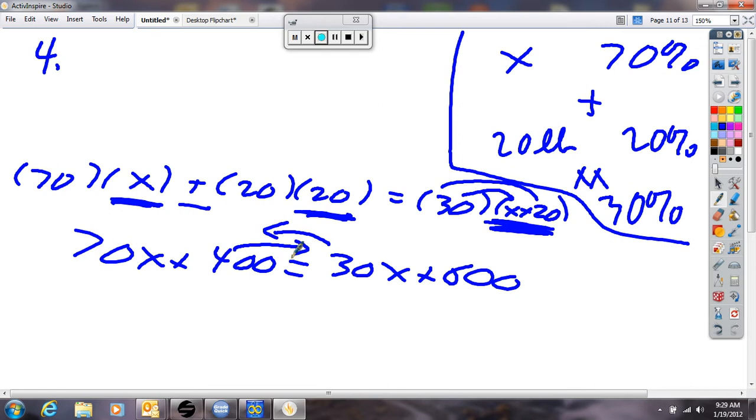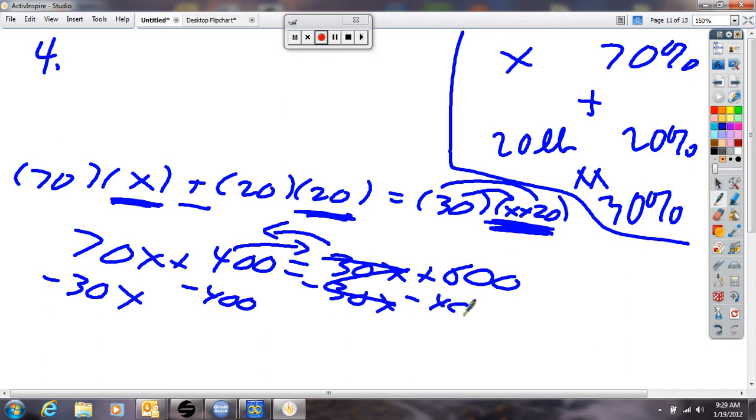So I have to move this one away, right? So how do I get rid of this one? Subtract it. Minus 30X. And if I do minus 30X there, I have to do minus 30X on this side. The 30X's here cancel. I'm going to take the 400 and move it to the other side, right? So I have to get rid of this 400. So I subtract 400 here, and I subtract 400 here. So the 400 cancel.